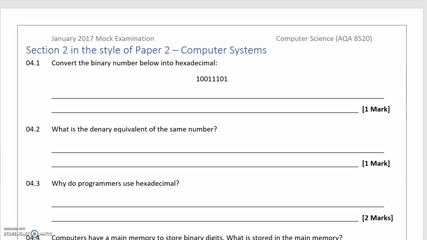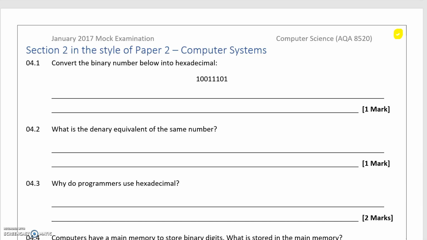Okay, on to question 4. We've got a very simple question here in terms of converting a binary number into hex. This is very easy once you know how to do it. We've got to remember that we've got the hexadecimal numbers, which I'm going to write down the side.